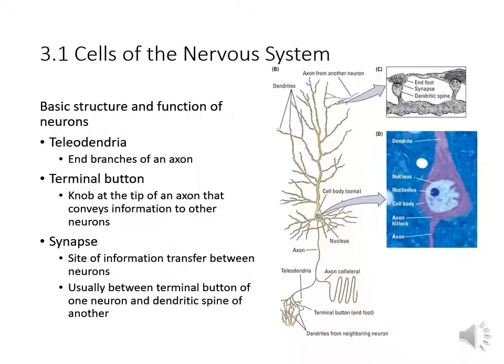Telodendria are the end branches of an axon, which terminate in the terminal button, which, as we learned before, is the knob at the tip of the axon that conveys information to other neurons. And importantly, the synapse is the site of information transfer between neurons. This is usually between the terminal button of one neuron and the dendritic spine of another neuron, and that's something we're going to talk about in more detail in the next chapter as well.